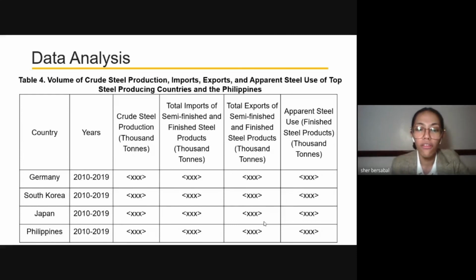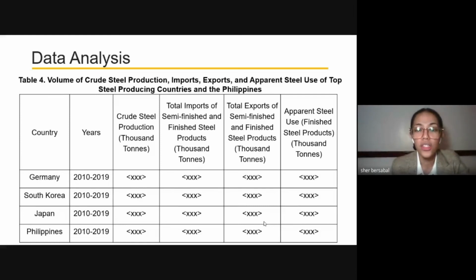The total volume of crude steel production, total imports, and total exports of semi-finished and finished products, as well as the apparent steel use of finished steel products, serve as industry performance indicators. These indicators are analyzed through trend analysis to comprehensively assess the current position of the Philippine steel industry in terms of the aforementioned indicators. The collected numerical data are organized and analyzed through a graphical analysis using a statistical software.